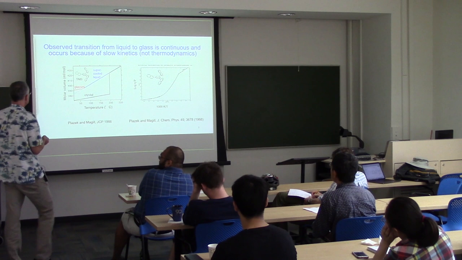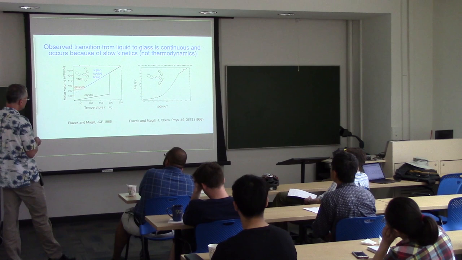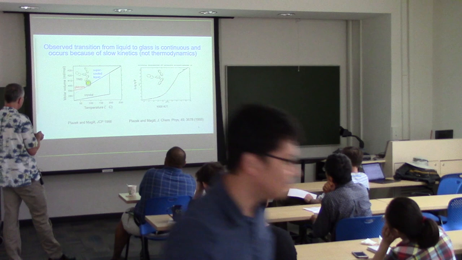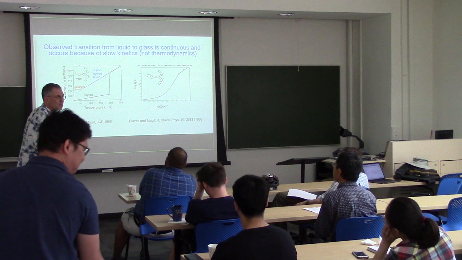So the glasses are shown in red. These are non-equilibrium states. And the key really is that this transition is not a phase transition like this one over here. It's just a kinetic phenomenon. When the dynamics of the system get too slow or not patient enough, then the system falls out of equilibrium.